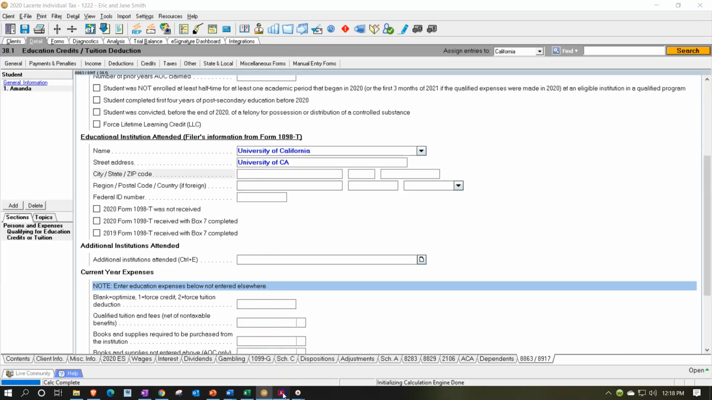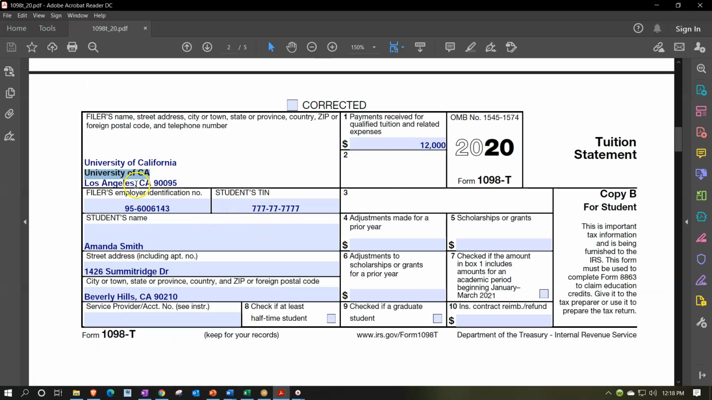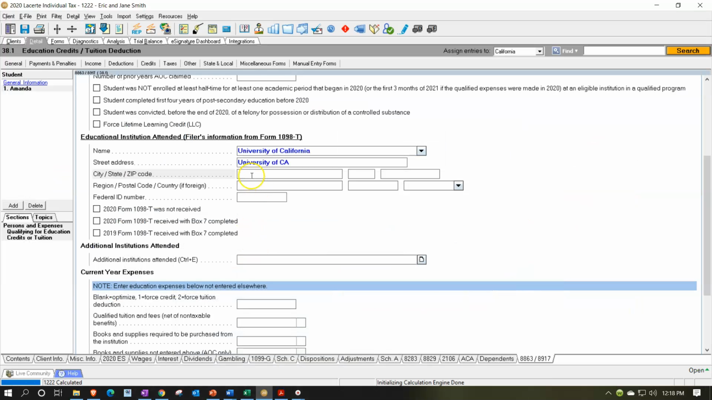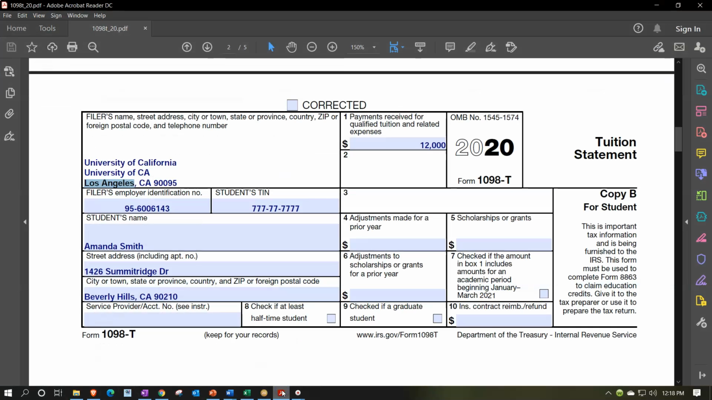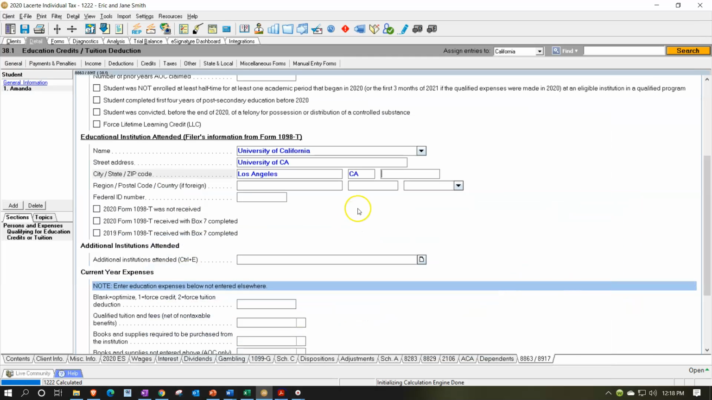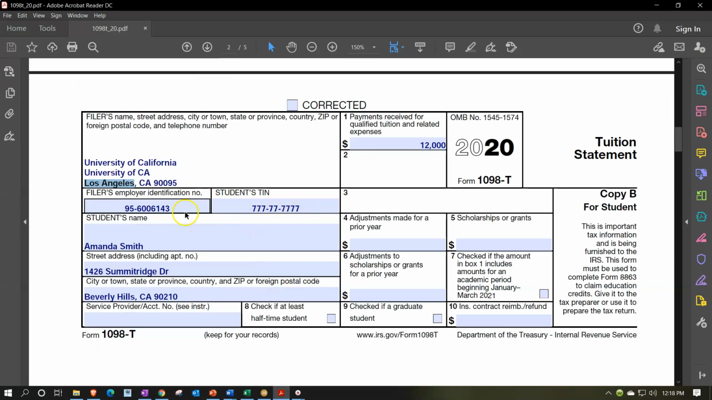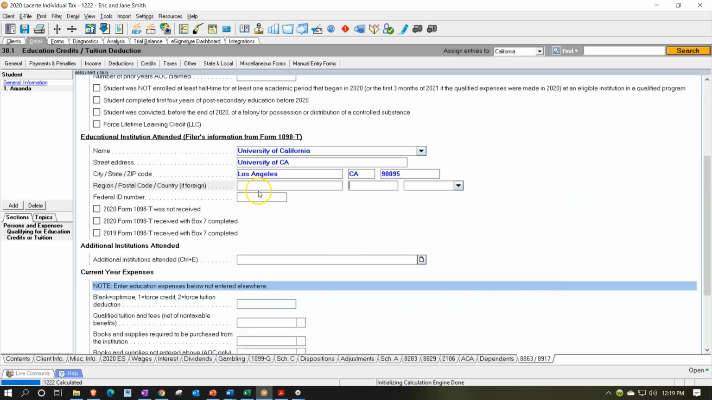And then the city is going to be Los Angeles, California. And the zip is going to be 90095. So the federal ID number is going to be this one. So we need that. They want the information from the institution here. And the 2020 Form 1098-T was not received. It was received. We got one.